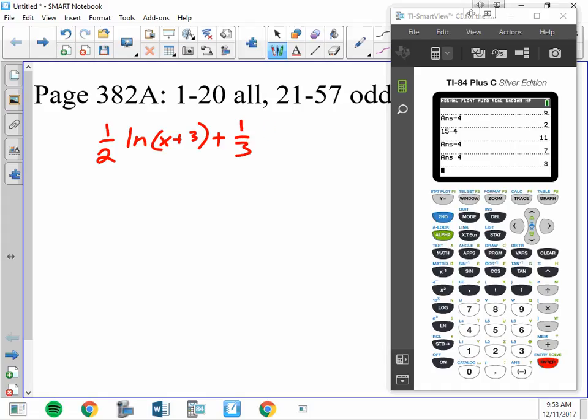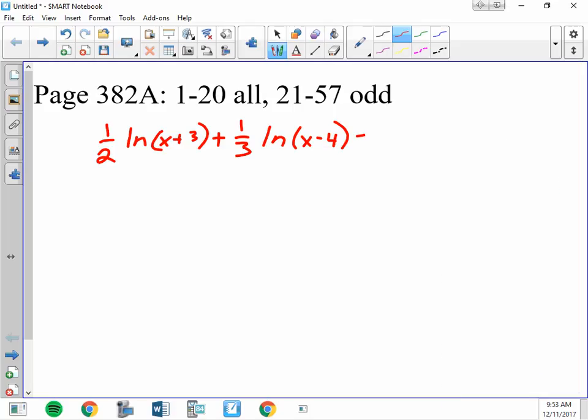1/3 ln of x minus 4. That's what the factor is. The factor is negative. And then minus 4 ln of x plus 1. Does everybody understand that?